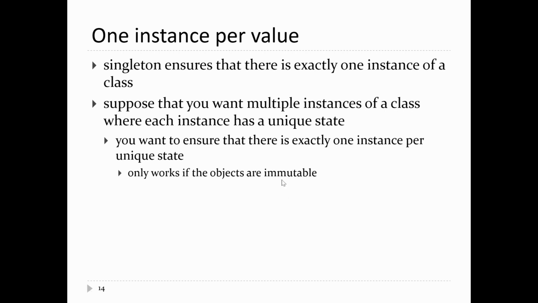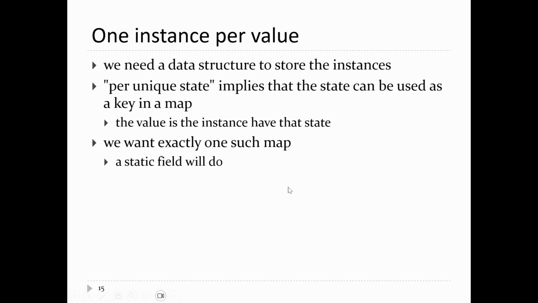This works easiest if the objects are immutable. If the objects are immutable, then it's easy to ensure that there's only one object corresponding to each state. Actually, I guess it's impossible if it's mutable. All right, so I want multiple instances. I need somewhere to store them, so I need some sort of data structure. I have to consider an array or a list, maybe a set.